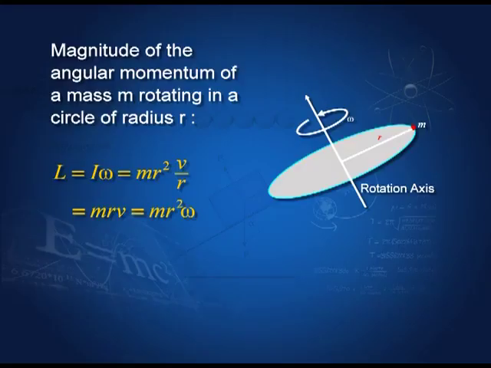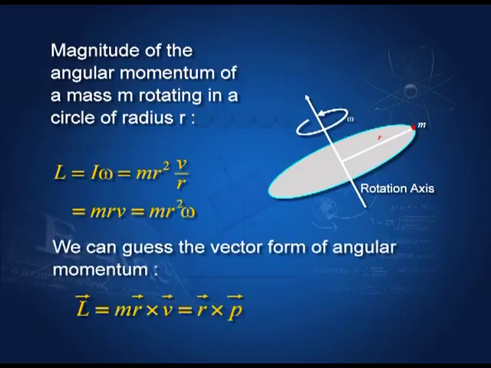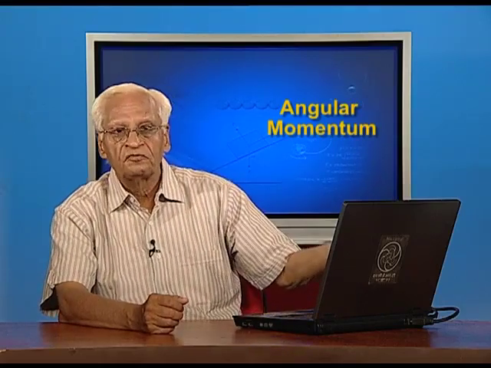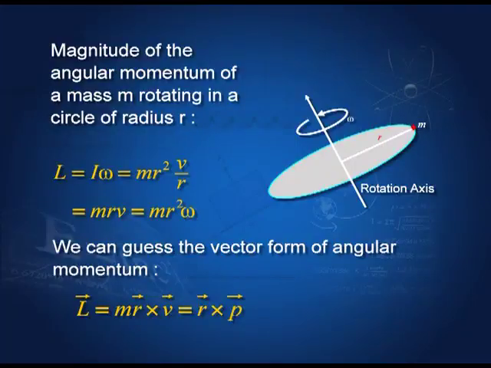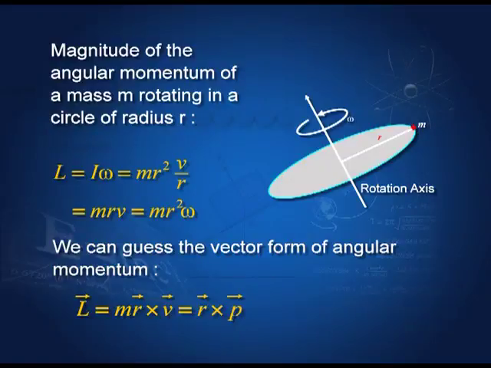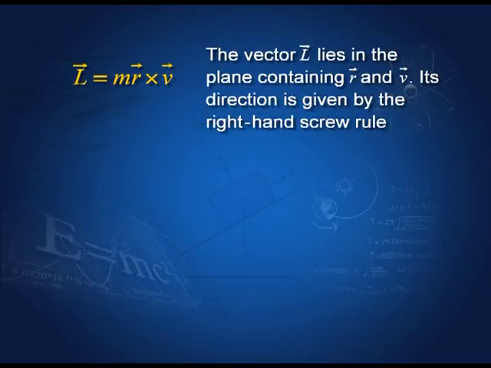And from this magnitude L equal to m r v, we can guess what the vector form of L would be. This form is m r crossed v, the cross product of vectors r and v multiplied by m, or the cross product of vectors r and p. That is the mathematical expression of the angular momentum. So, angular momentum is m r crossed v.